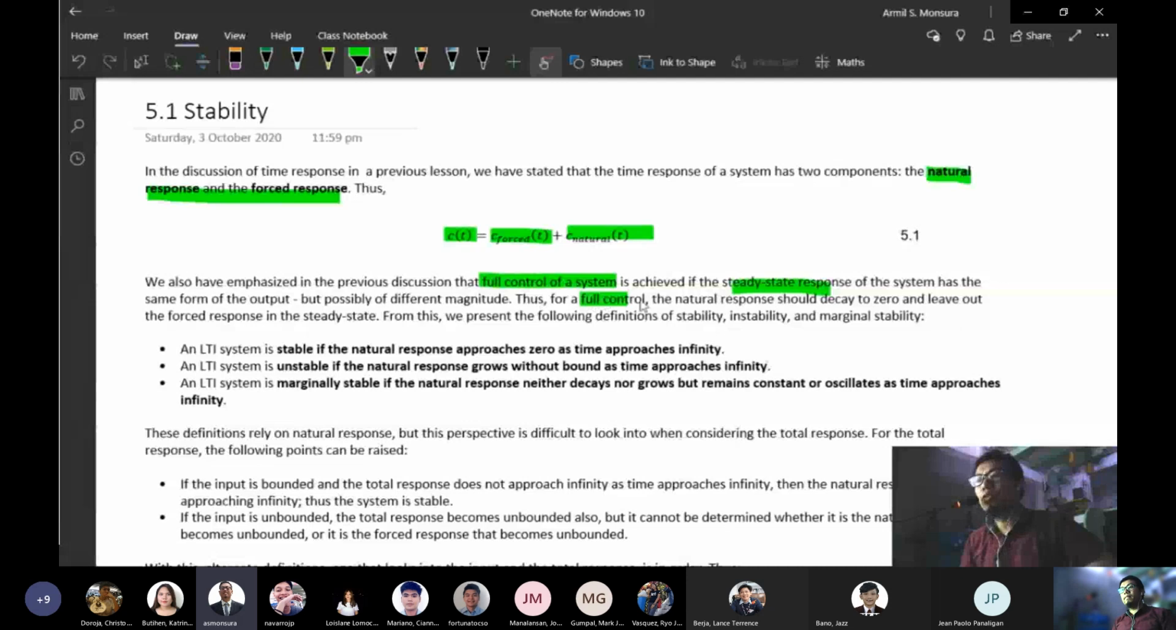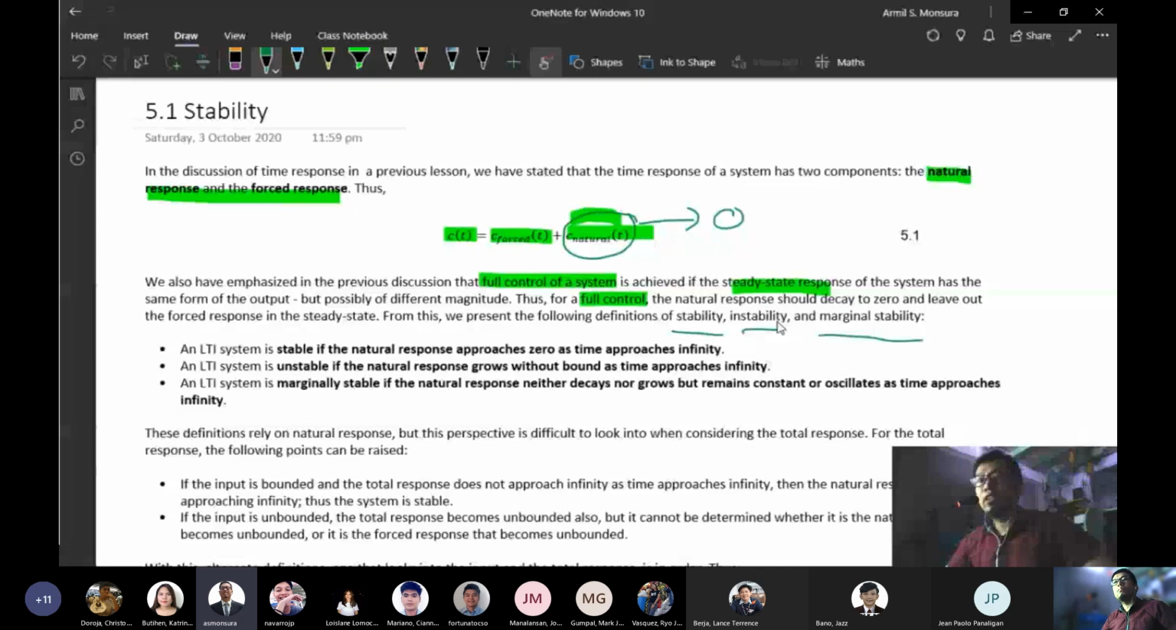Thus, for a full control, the natural response should decay to 0. So kailangan itong ating natural response na to should decay to 0 kapag nagkakaroon tayo or kapag ang system natin is under control. Now, from there, doon natin malalaman or doon natin madederive yung definitions ng stability, ng instability, and marginal stability.